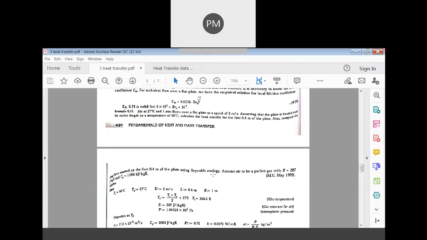See, when the problem mentions Reynolds analogy, we have to use that formula: Stanton number is equal to Cf by 2. And they also ask us to assume the air to be a perfect gas with the given gas constant, that is the characteristic gas constant, 287. The Cp value has also been given. Okay, now let us start.